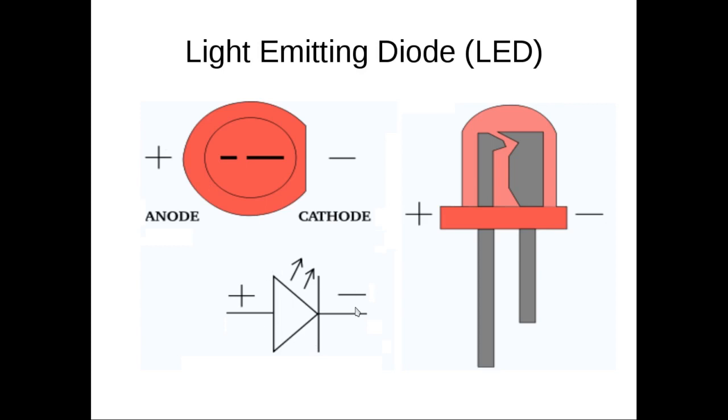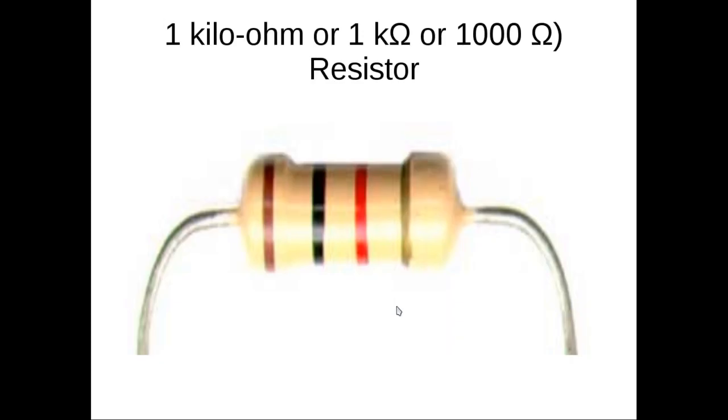This is again the symbol for a light emitting diode. The positive side being the anode and the negative being the cathode. So if we want this thing to conduct electricity and produce light, we would connect the anode to positive and the cathode to negative. Then we're going to need a resistor to limit the current in our circuit.